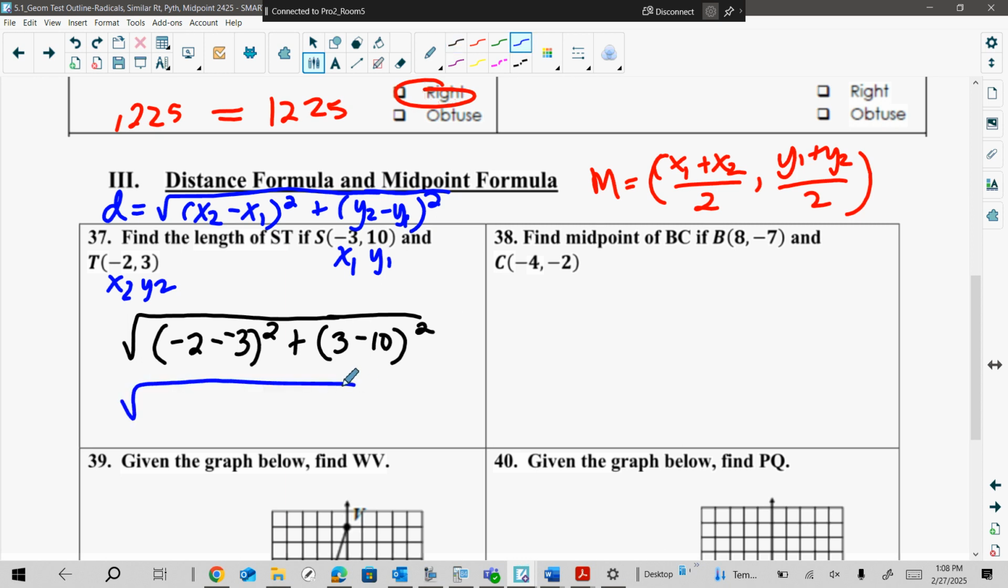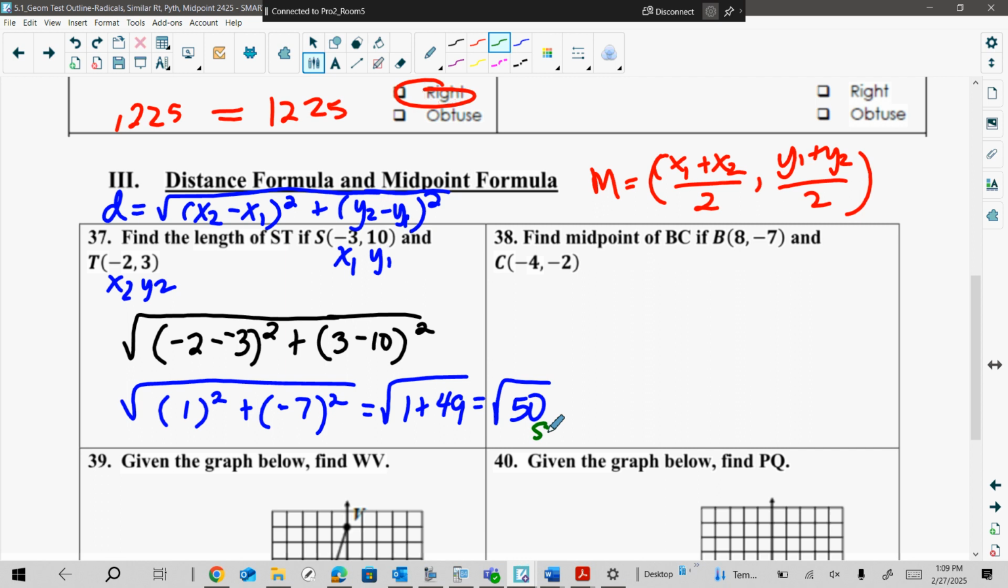So underneath the radical, we would have 1 parentheses squared plus -7 parentheses squared. Anytime you square it, it's going to turn into a positive. So this is really just 1 plus 49, which is 50, and that can be simplified. 25 times 2. So your final answer is 5 root 2.